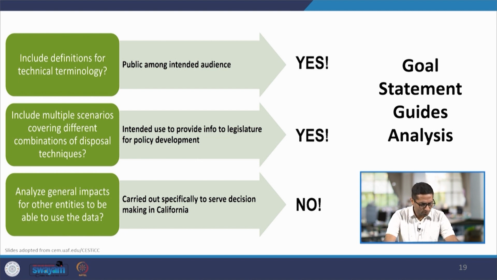Further, do I also analyze the general impacts of other entities to be able to use this data? Would the other impacts in other countries be taken into account as well? Well, the goal statement clearly states that it is carried out specifically to serve decision making in the state of California. So if I am working in California, I might not want to put in the general impacts that are pertaining to the other regions of the world. So it's a no. So this is again another way in which the goal statement is guiding what kind of assumptions I would be taking for this LCA study.